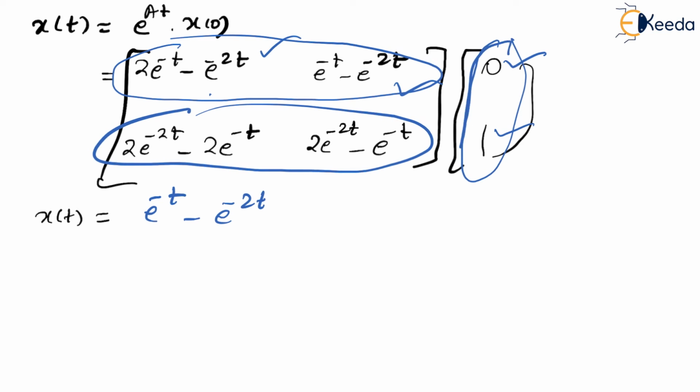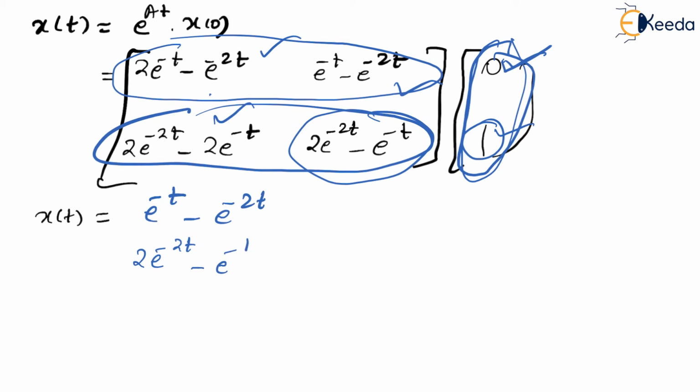Similarly, this row multiplied by this column, what do you get? This into this 0 becomes 0, and this term into this 1 is what you get. So you get here 2 times e to the power minus 2t minus e to the power minus t, right?